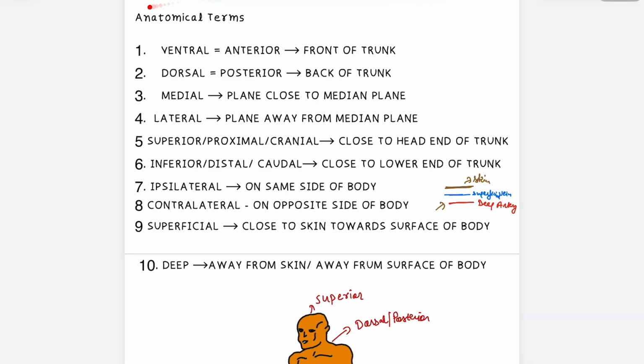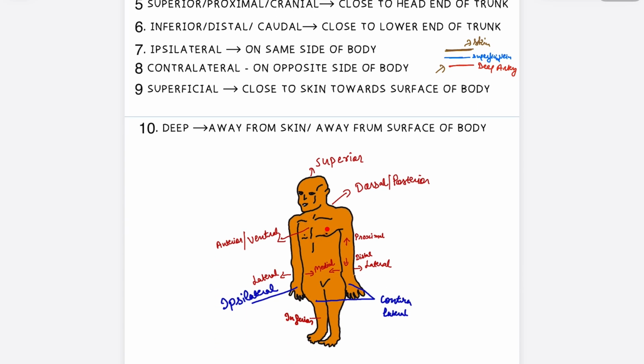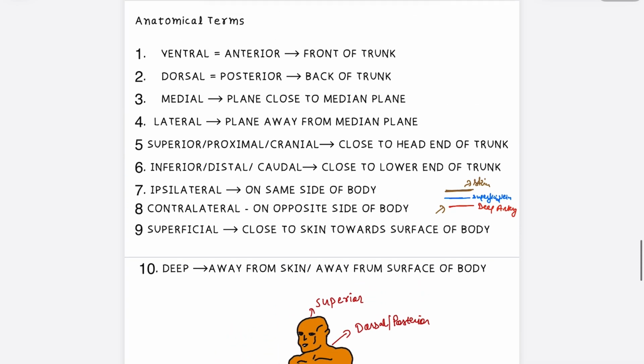Now our next topic is anatomical terms. There are a total of 10 terms, and we are going to discuss them one by one. The first one is ventral, or another name is anterior, and opposite to that is dorsal or posterior. Ventral is the front of the trunk. As you can see in this diagram, this is our trunk and this is the ventral surface, and this is the dorsal or posterior surface. So the front of the trunk is called ventral and the back of the trunk is called posterior or dorsal.